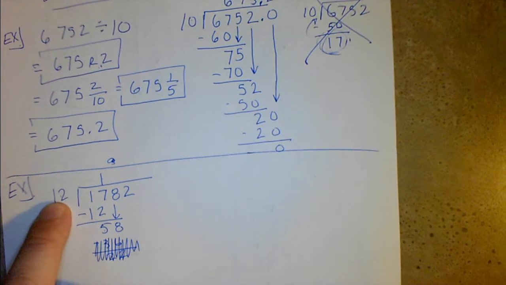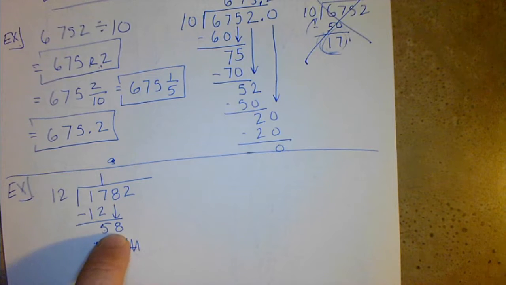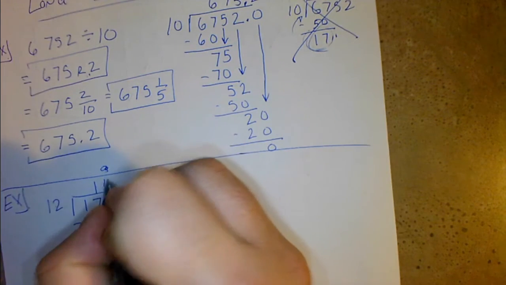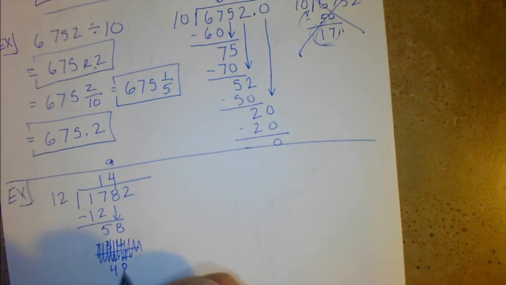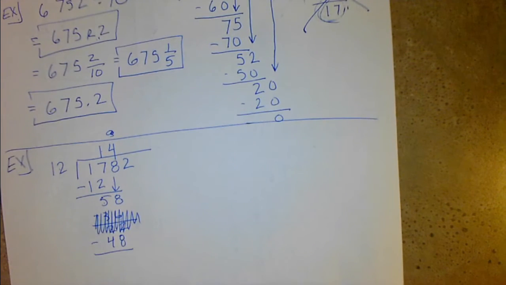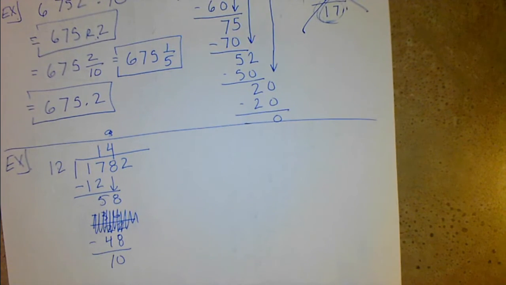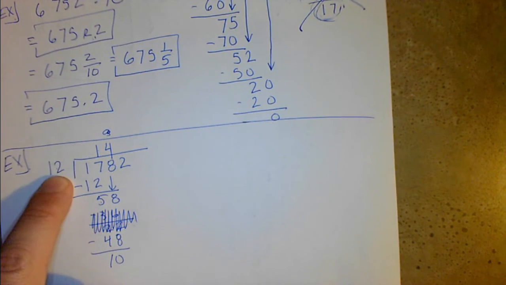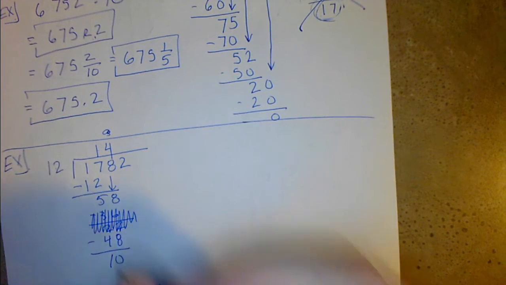So, how many times does 12 go into 58? Well, let's just think about that real quick. If it's 4, that's 48, and I have 10 left over, which is what I want. Because if I do 12 times 5, I get 60, and 60 is too big. So, 12 times 4 is 48, and I subtract 48 from 58, and I get 10. And now I know I'm in business because my remainder is less than my divisor. That's how you know you're A-OK.